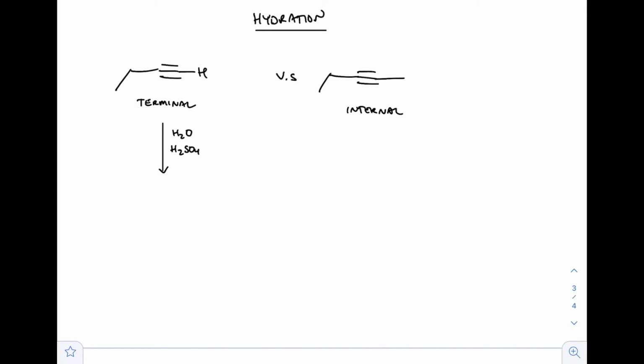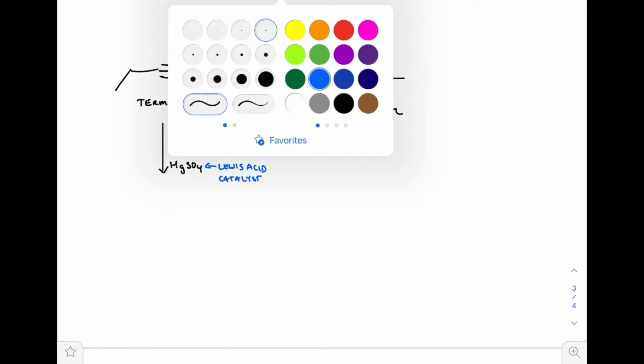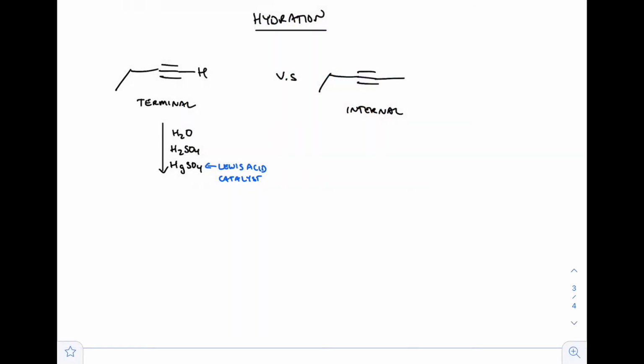Now, for terminal, we want to do water, sulfuric acid, and since it's terminal, we want to add the mercury sulfate. Okay, this is Hg2 plus. That's the mercury cation, and it's a Lewis acid catalyst. And this is necessary for the terminal alkynes because they're less reactive than the internal alkynes, just because of electron density. Okay, and what we're going to get is, if we count 1, 2, 3, 4, we're going to get a methyl ketone.